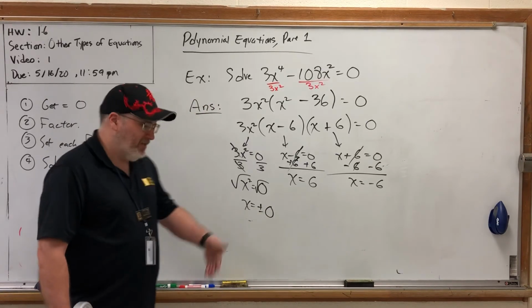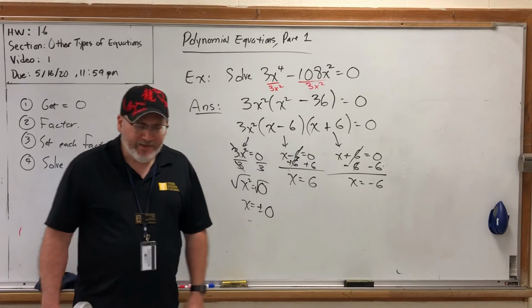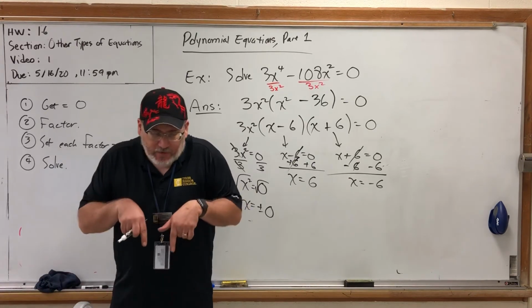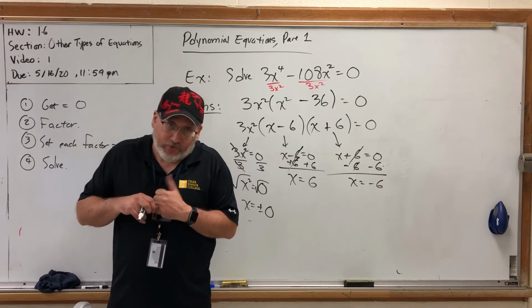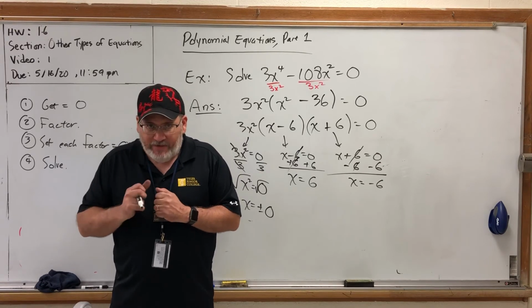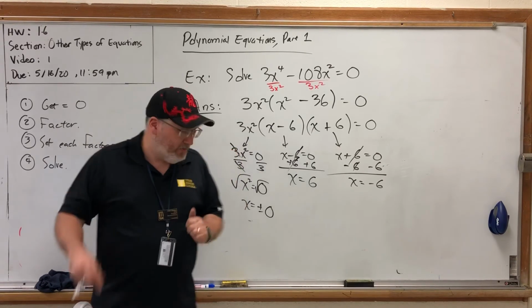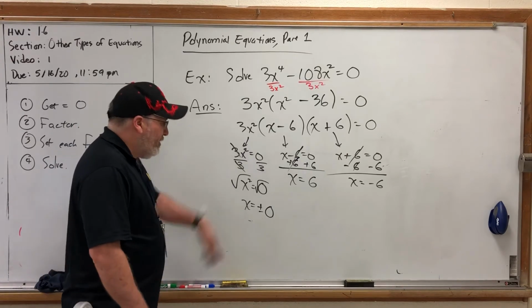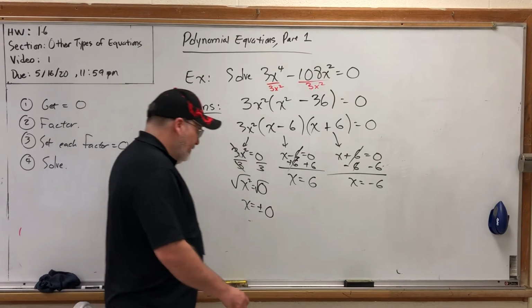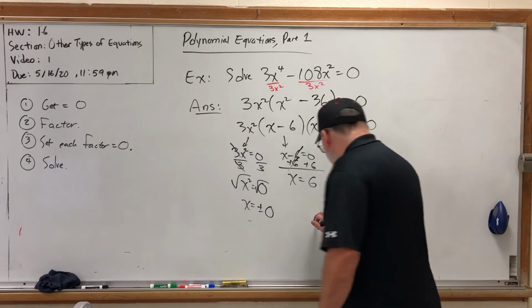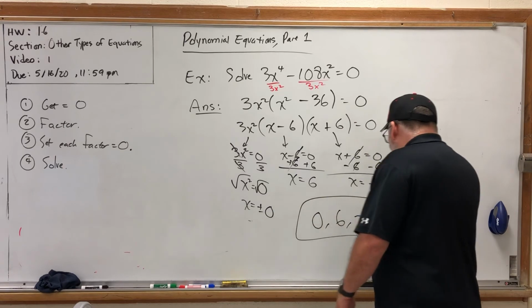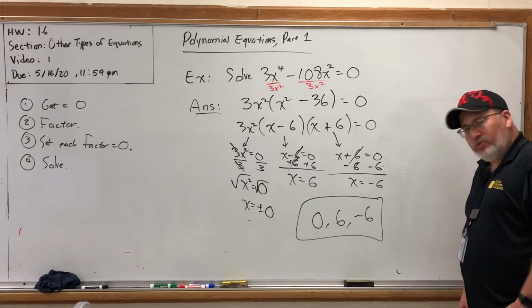Wait a minute, positive 0 and negative 0. 0 is the only number that's equal to its opposite. In other words, if I stand at the middle of a number line and go 0 spaces to the right and 0 spaces to the left, I'm still in the same place. So plus minus 0 is redundant. If it were any other number, we would need the plus minus, but because it's 0, we don't need it. So 0, 6, and negative 6 are our solutions. So we got 3 solutions.